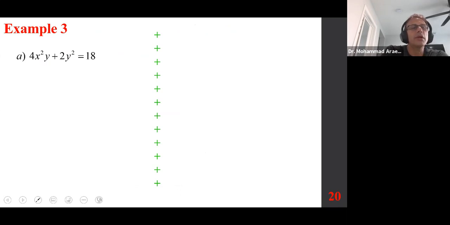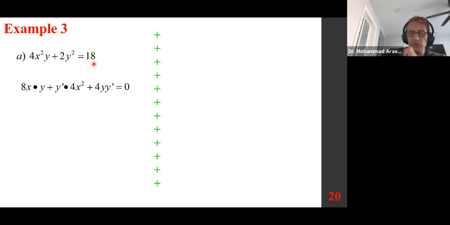Here, you can put a raised dot in between 4x squared and y, and you use the product rule. So 4x squared gives us 8x times y. y gives us dy/dx times 4x squared. Plus 4y, y prime or dy/dx. The right side is a number, which results in 0. You go through the process of your algebraic steps, you solve.